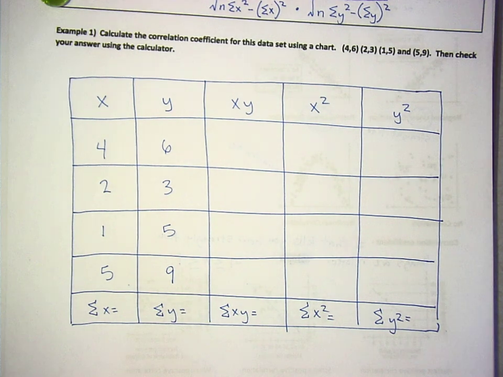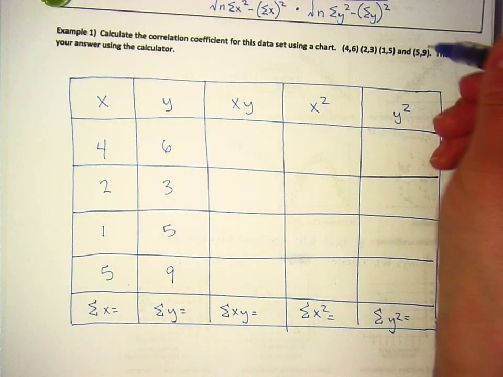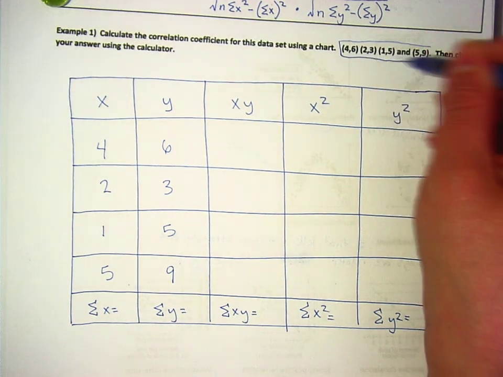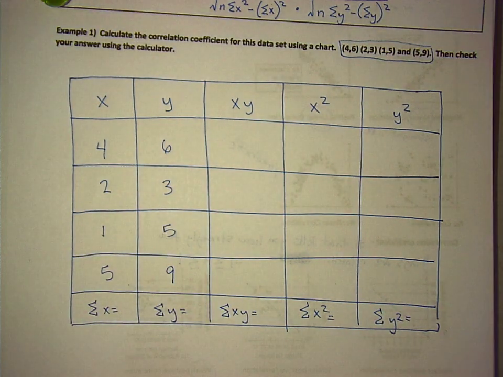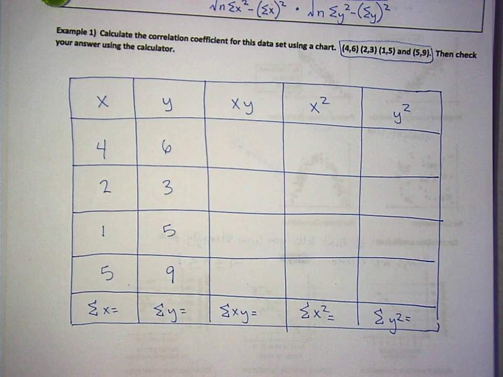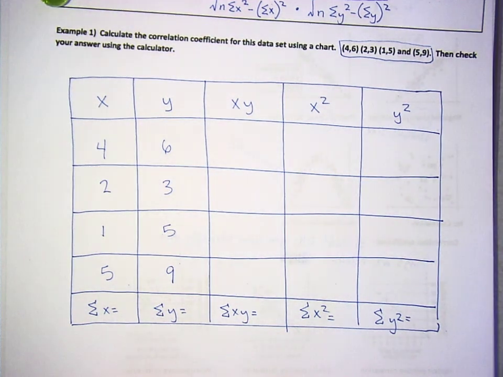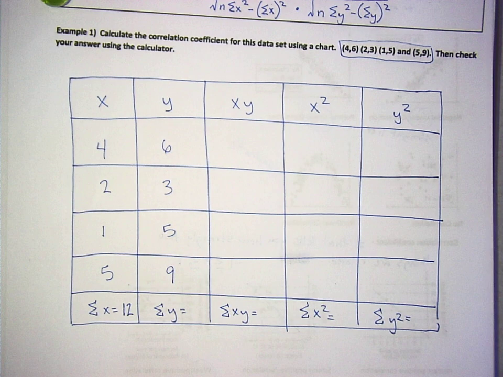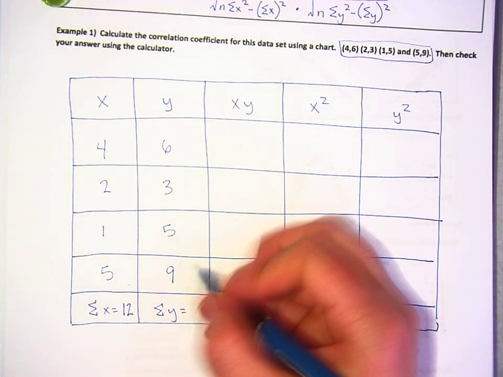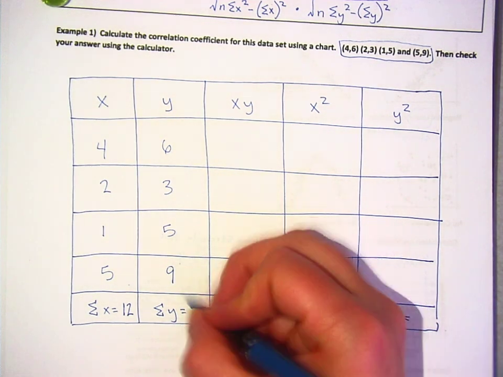So I got all the numbers that I put in here from this. If you look up here, you see these 4 points that are here? I just put those in, 4, 6, 2, 3, 1, 5, 5, 9. Can somebody tell me what the summation of the x's are? Yes. How about the summation of the y's? Let's see, 9, 9, 18, yep.